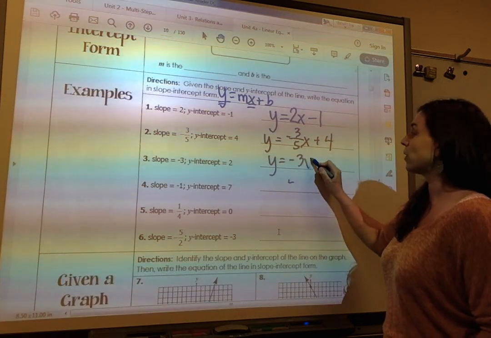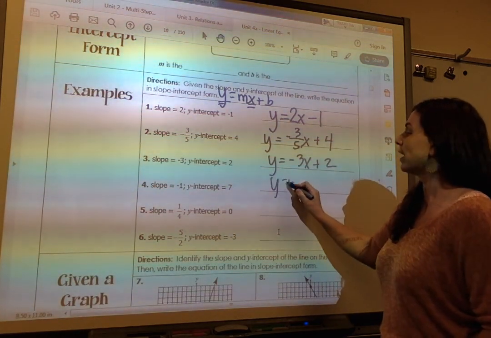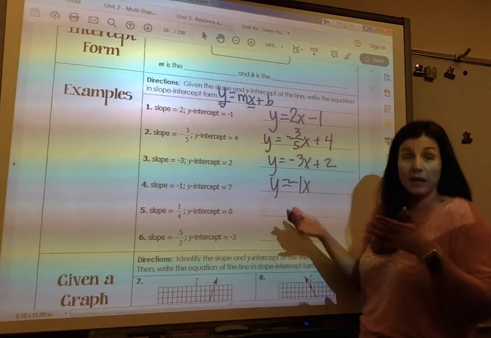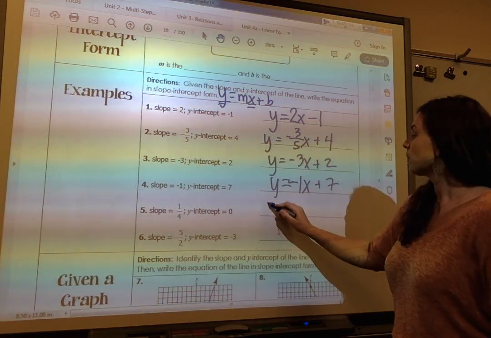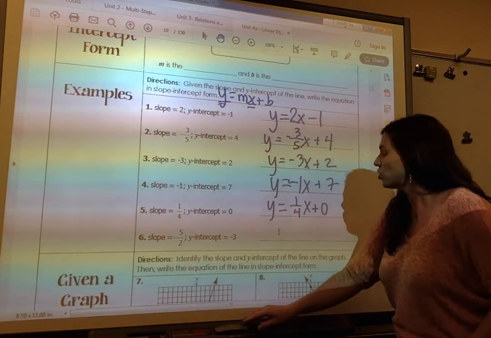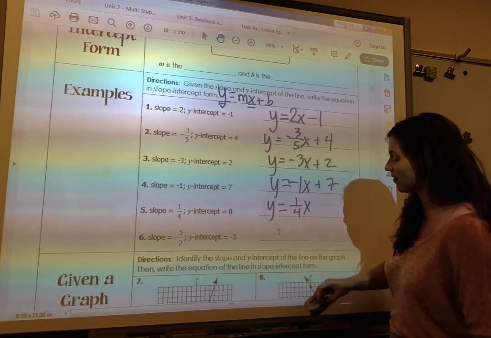Y equals negative 3x, coefficient is slope, plus 2. Y equals negative 1x. Could I just put negative x here? Sure, because it's the coefficient, so you can have a negative x. Plus 7. Y equals 1/4 x plus 0. Can I simplify this equation? Yeah, I can. I don't really have to have a plus 0.